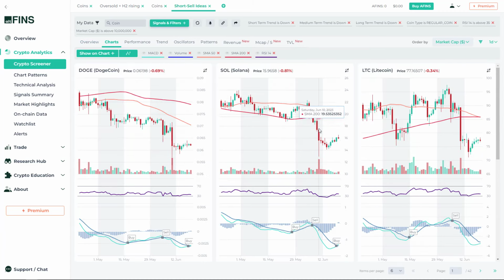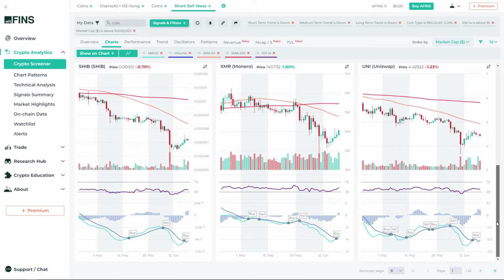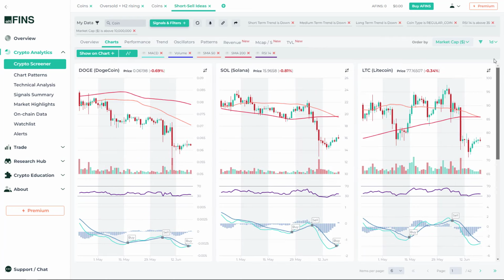As we can see, and I'm talking about the bounce up from the really low levels here. And as you can see, yeah, most of these have, in fact, bounced back up. Monero bounced quite a bit. Shiba as well. Uniswap also a decent bounce. All right, so this is a good start.